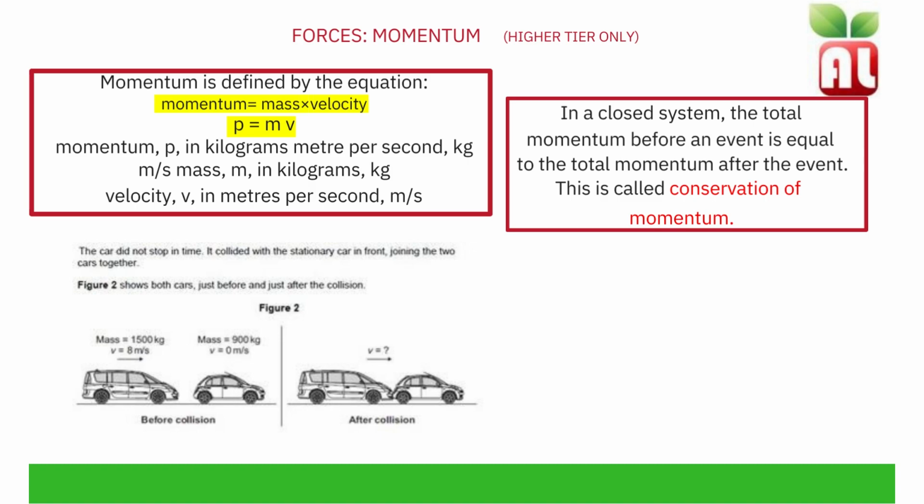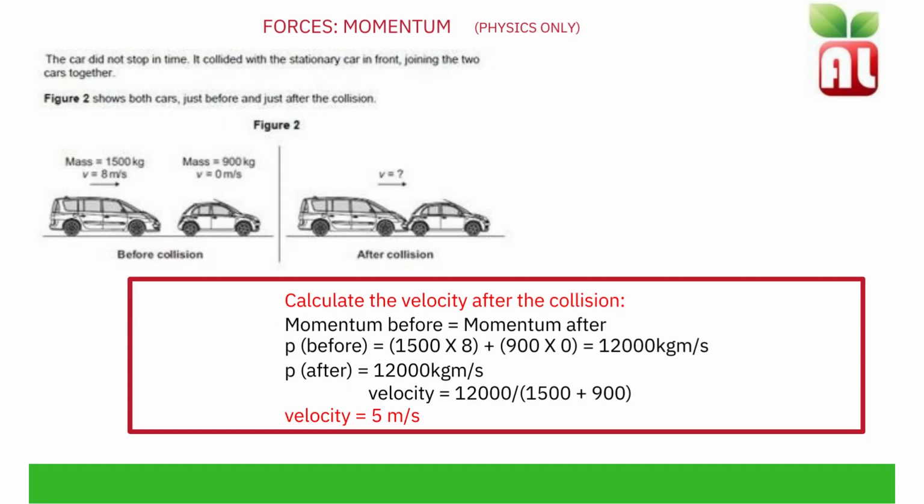If an object is not moving and therefore has a velocity of 0 meters per second, the object will have no momentum. In a closed system, the total momentum before an event, like a collision, is equal to the total momentum after that event. This is called the conservation of momentum. Conservation of momentum. Before and after a collision of cars.